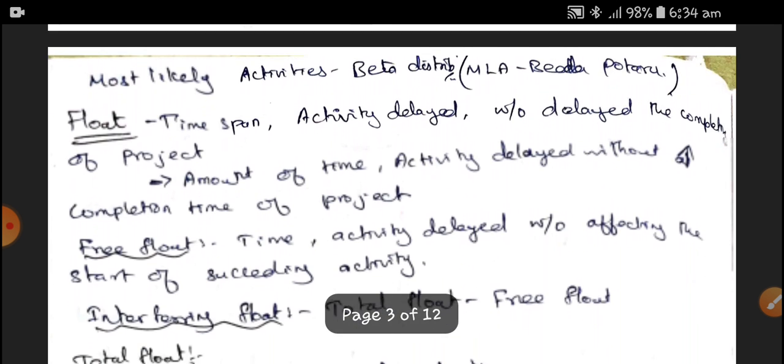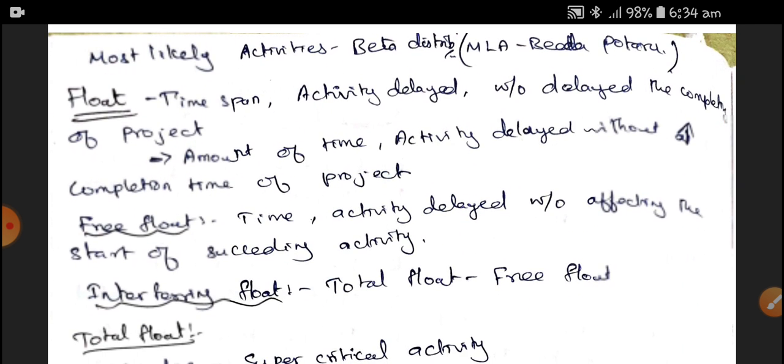Most likely time activities follow the beta distribution. Here in PERT and CPM, the different types of float have to be known. Therefore, what is meant by a float? It is a time span. It is the time an activity can be delayed without delaying the completion of the project.